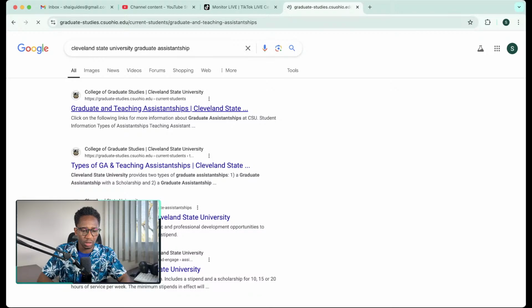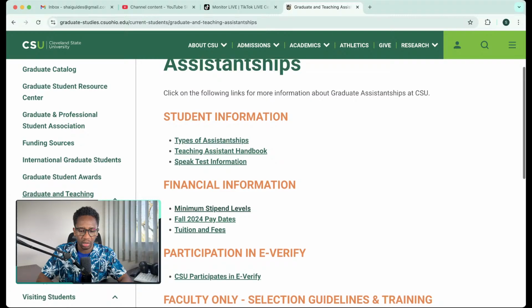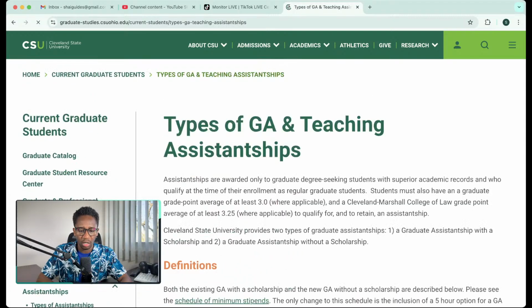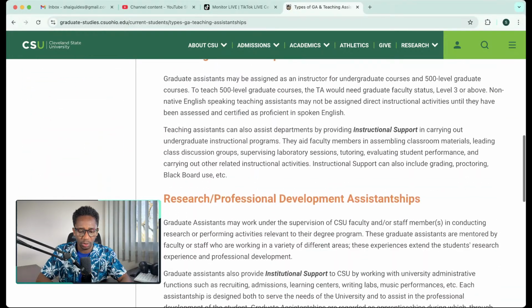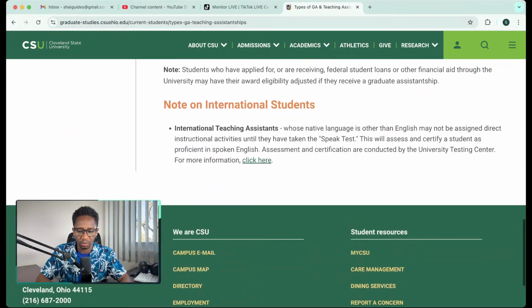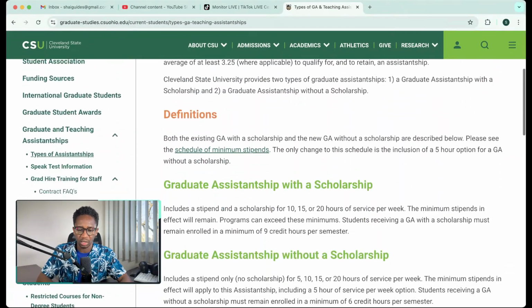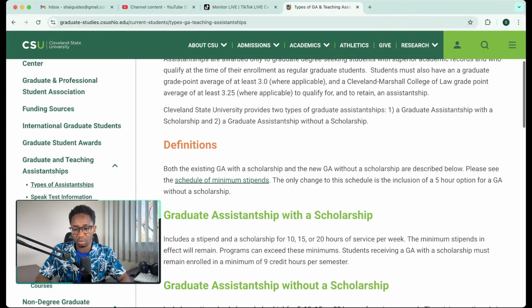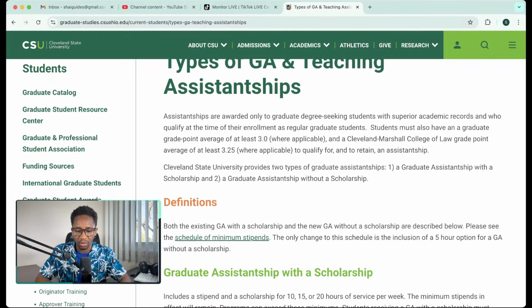So Cleveland State. At least we can see that in general they have assistantships, but it's not going to be for all programs. You always have to check your specific program of interest, right? So we can see that in general they have assistantships, and we can also see that some of the programs require a minimum GPA of 2.75. Now what they are saying is that students must also have a graduate GPA of at least 3.0.